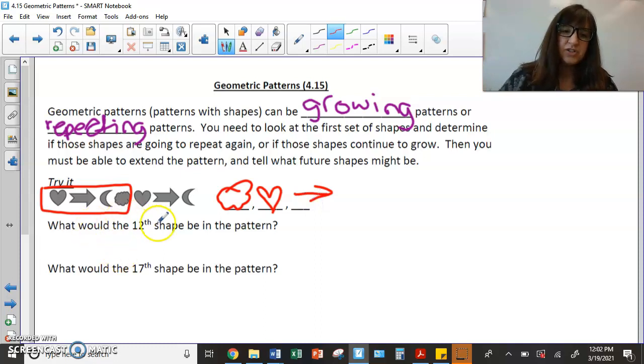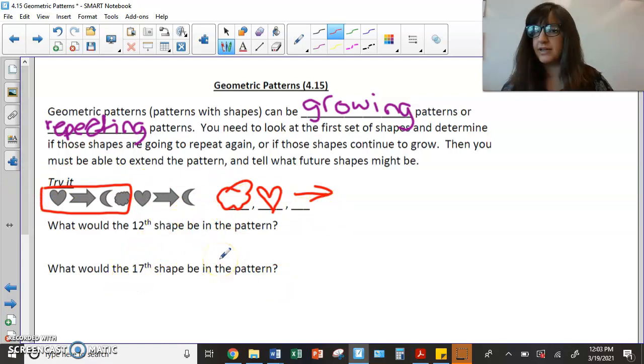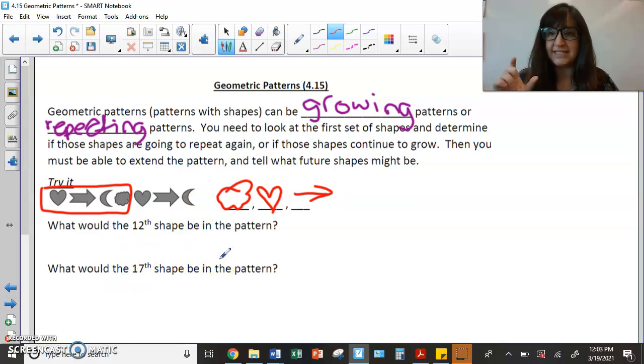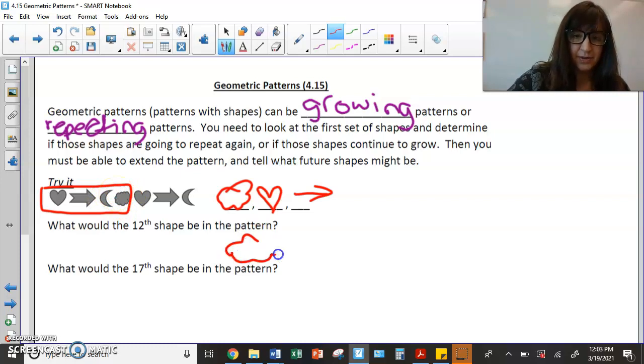Now, when it asks what the 12th shape would be, I can either draw all the way out, which I probably have close to 12 right here. It also asks me the 17th shape. It could ask me the 48th shape. Instead of drawing all the way out, I can identify the set that repeats, and I can look at that set and decide what the 12th, 17th, whatever number it would be. So if this is 1, then 2, then 3, then 4, then this would be 5, 6, 7, 8, 9, 10, 11, 12. So my cloud would be my 12th shape.